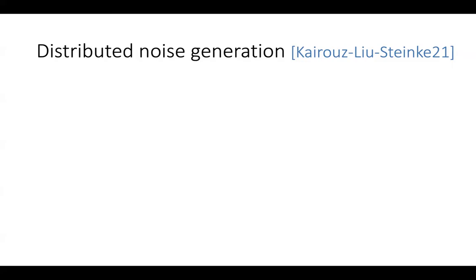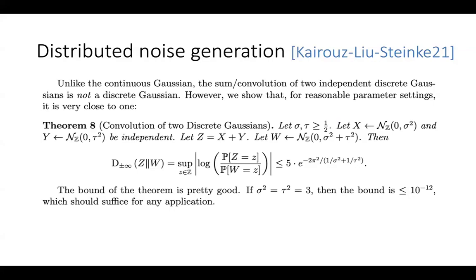One of the subsequent pieces of work, which is also by myself, is on distributed noise generation. One of the nice properties of a continuous Gaussian is that if you add multiple independent continuous Gaussians together, you get another continuous Gaussian. And this is useful if you're generating noise in a distributed fashion. And in this work, we showed that the discrete Gaussian also has this property. Unfortunately, it's not perfect. The sum of independent discrete Gaussians is not quite a discrete Gaussian, but it's extremely close to one.